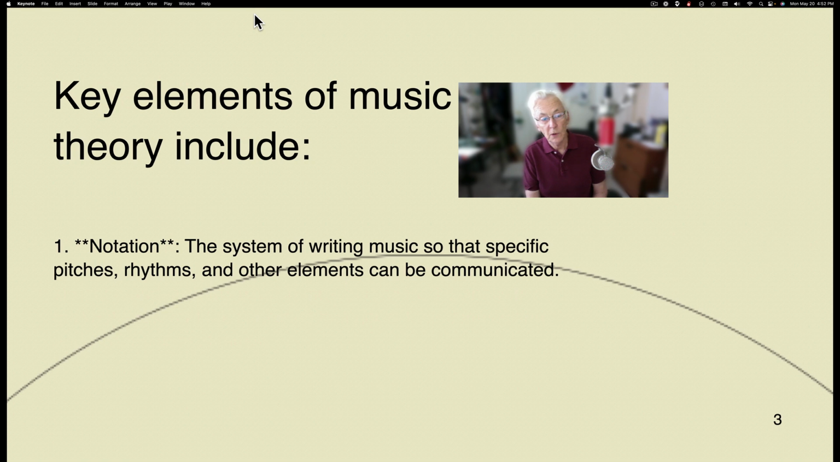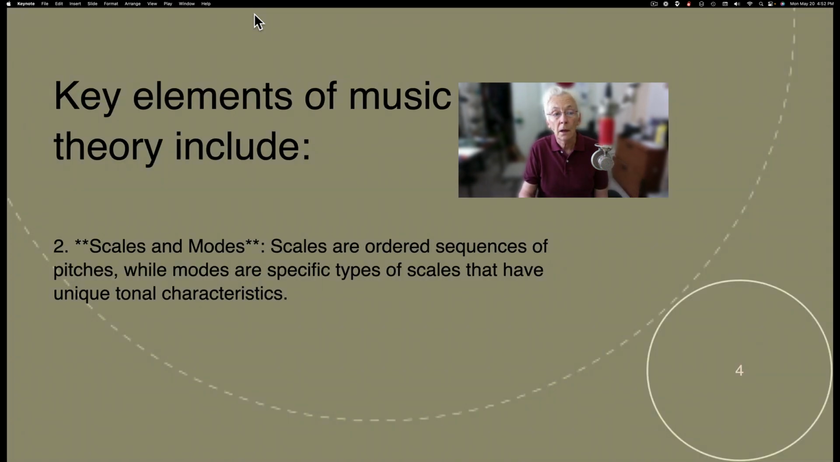Key elements of music theory include, the first one is notation. Notation, you may be familiar with. It's a system of writing music so that specific pitches, rhythms, and other elements can be communicated. We also have scales and modes as our number 2 element. Scales are ordered sequences of pitches, while modes are specific types of scales that have unique tonal characteristics.